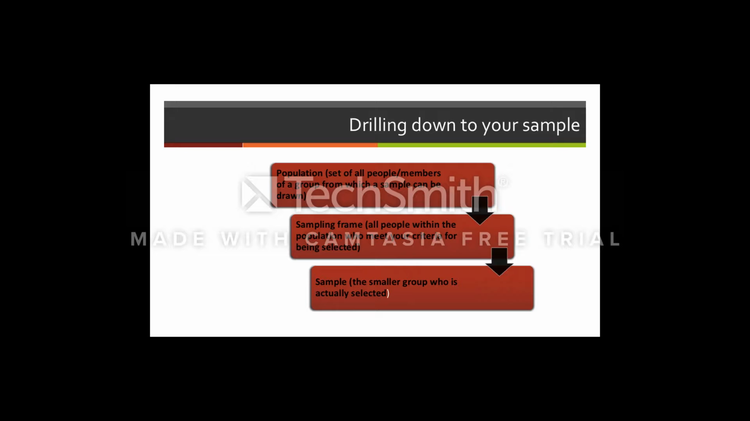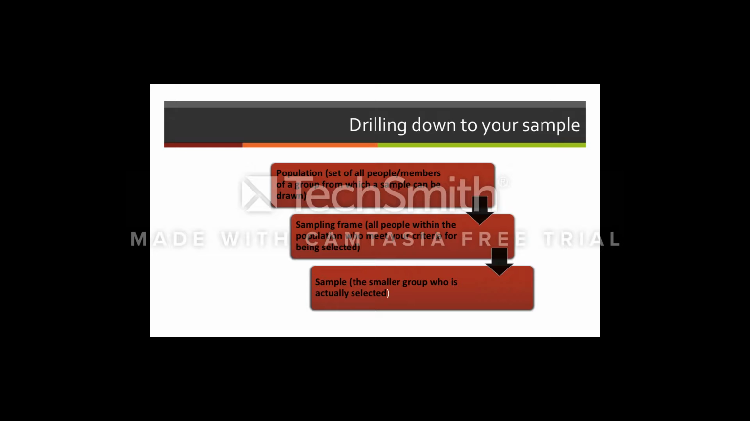To give you a zombie example, let's say I was doing a study where I wanted to survey zombies to find out whether teaching zombies how to meditate can reduce the likelihood of zombie attacks. So my population would be every individual who identifies as undead within Massachusetts. This is the set of all members of a group from which a sample can be selected.